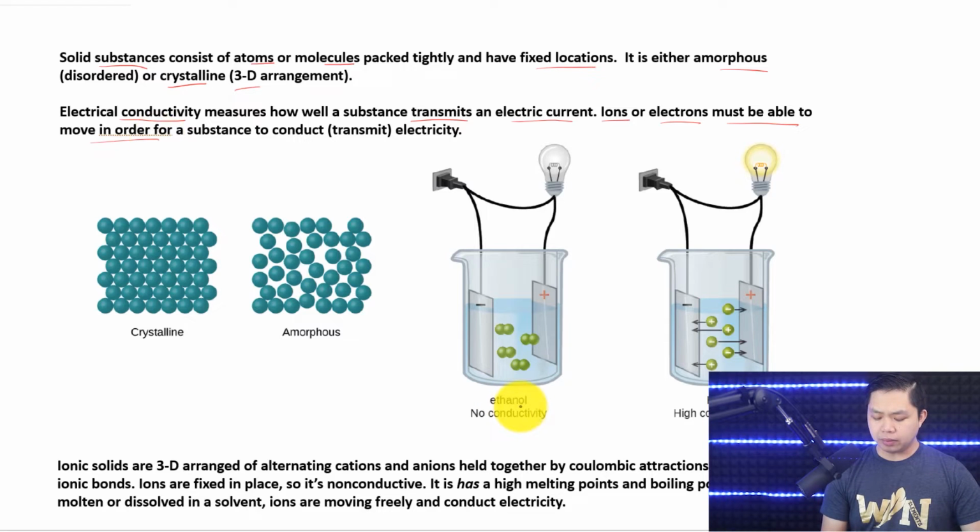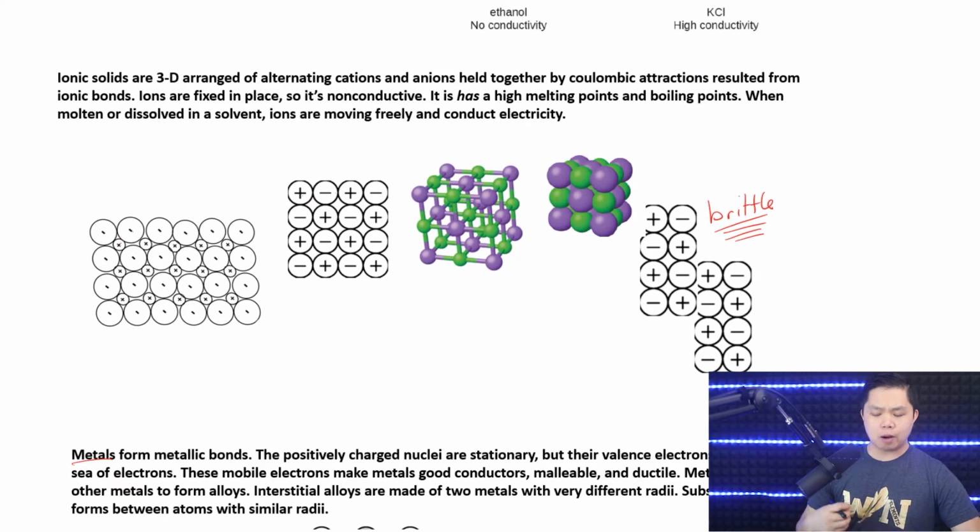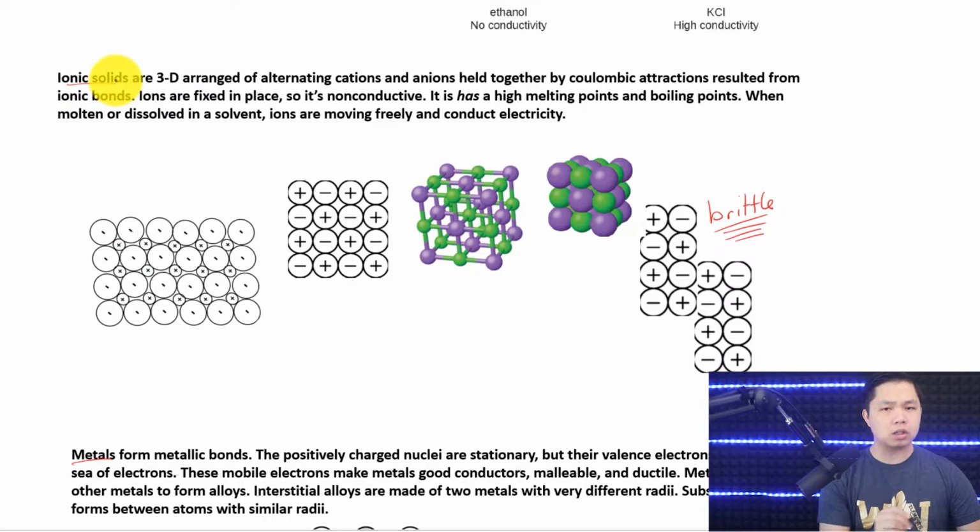So in this case, look at this example here. We have ethanol in water and we have sodium chloride. Notice sodium chloride is dissolved, so you have this flow of current, which allows you to turn on the light bulb. Now, that is the definition of conductivity. And when we look at different types of solids, we are going to determine if it's going to be a good conductor or not. The first type of solid we are going to look at is ionic solid.